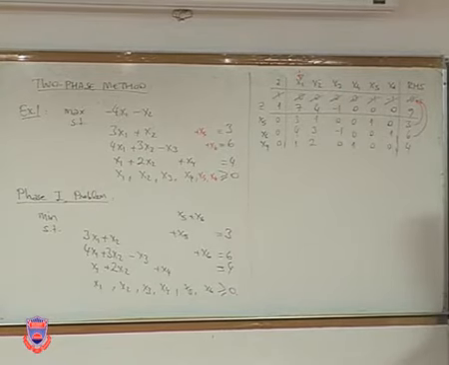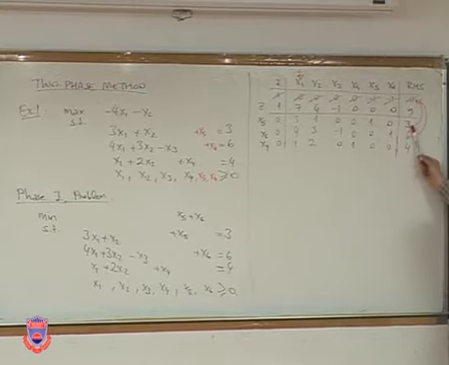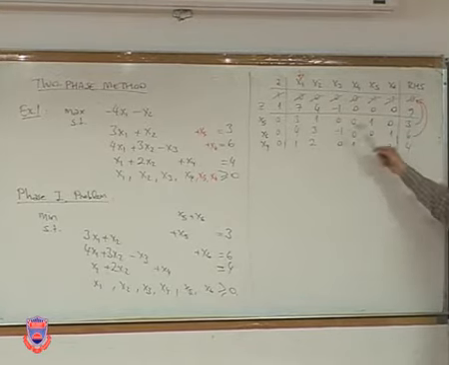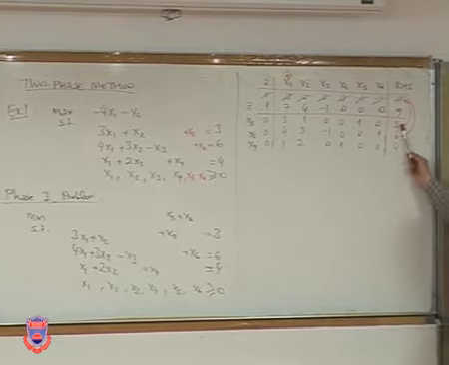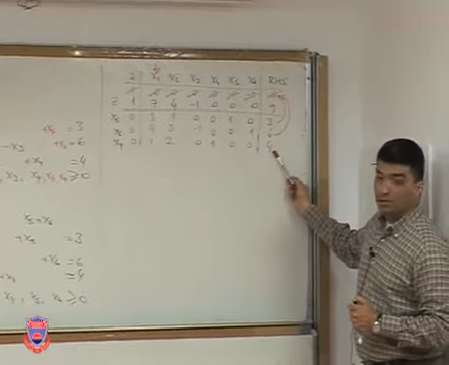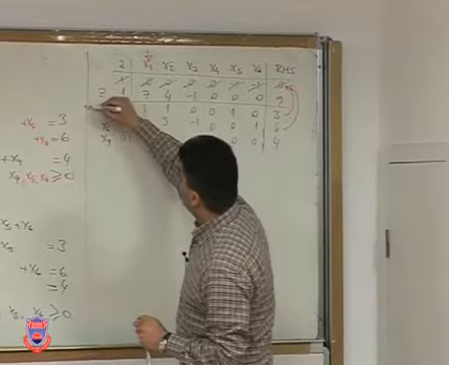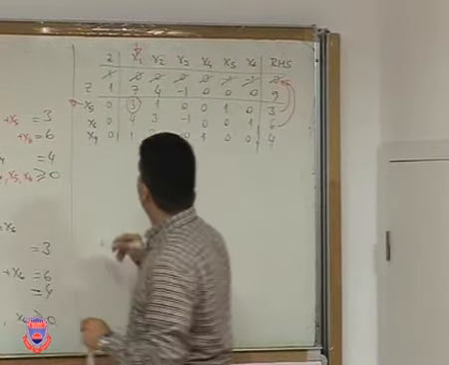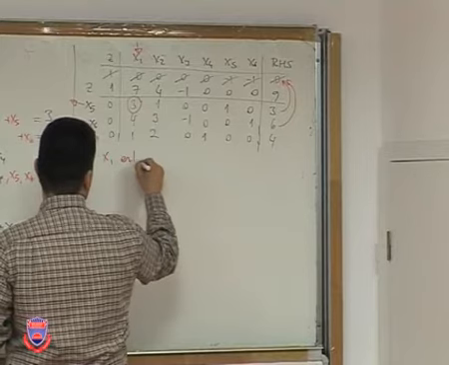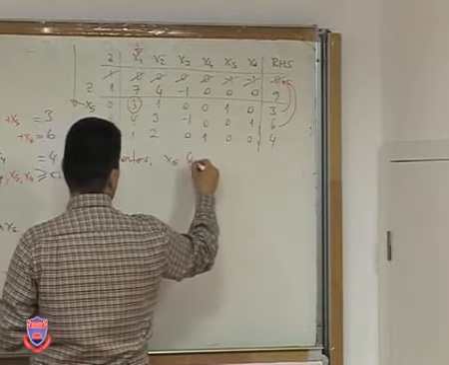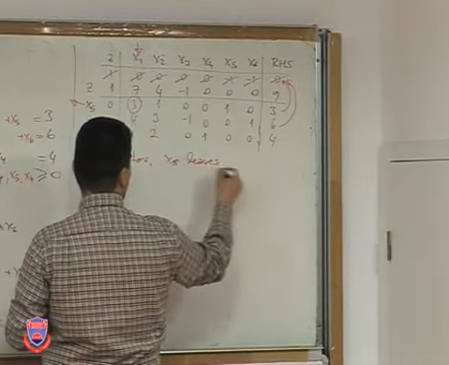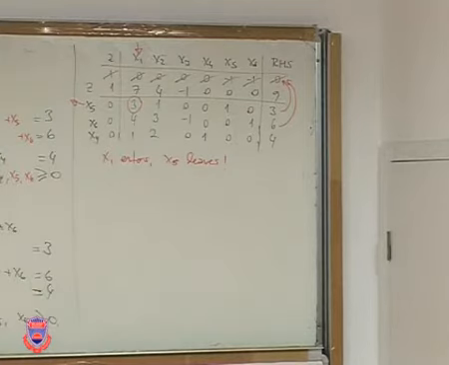So what's the leaving variable? Well, I'll just apply minimum ratio tests. So the ratio is 1. The ratio is 1.5. The ratio is 4, basically, right? So which means the smallest one is achieved by row 1. So x5 leaves, which means that I'm going to pivot on this entry. Okay? So you'll just do the regular simplex step, basically.